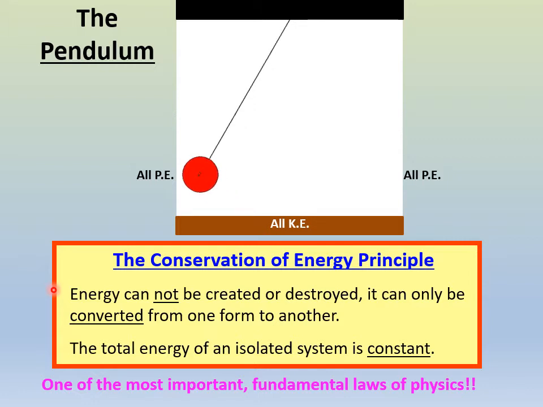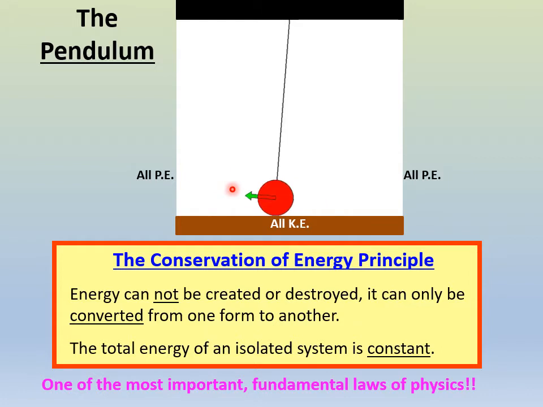It can be stated a couple different ways. The first way is that energy cannot be created or destroyed. It can only be converted from one form to another. Another way of saying this is that the total energy of an isolated system is constant. So remember this term conservation in physics: the conservation of energy means that the amount of energy is conserved, which just means it doesn't change, it's constant.